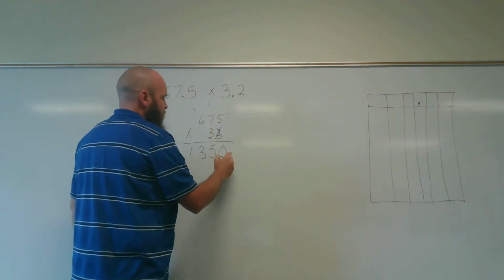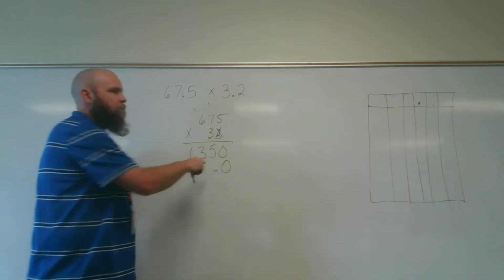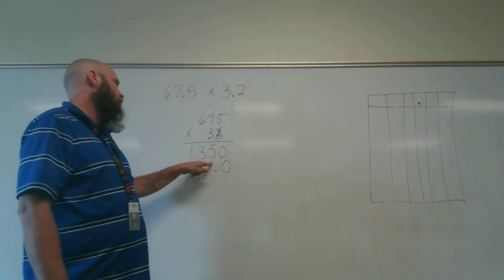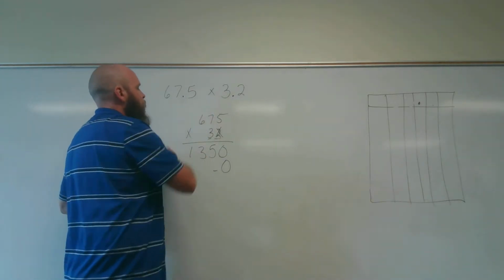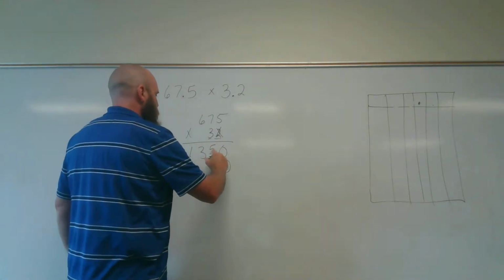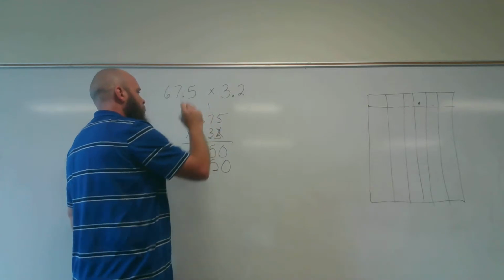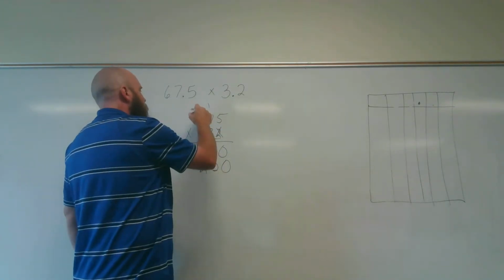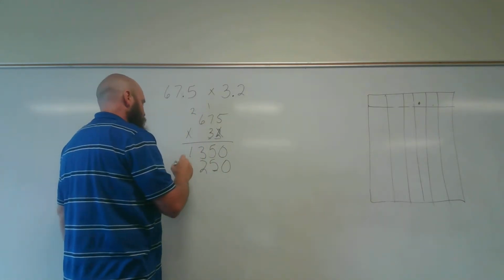Since the 3 is in the tens place, we need our first product to then be in the tens place. I'm done with these carries. 3 times 5 is 15. Carry the 1. 3 times 7 is 21, plus 1 is 22. 3 times 6 is 18, plus 2 is 20.